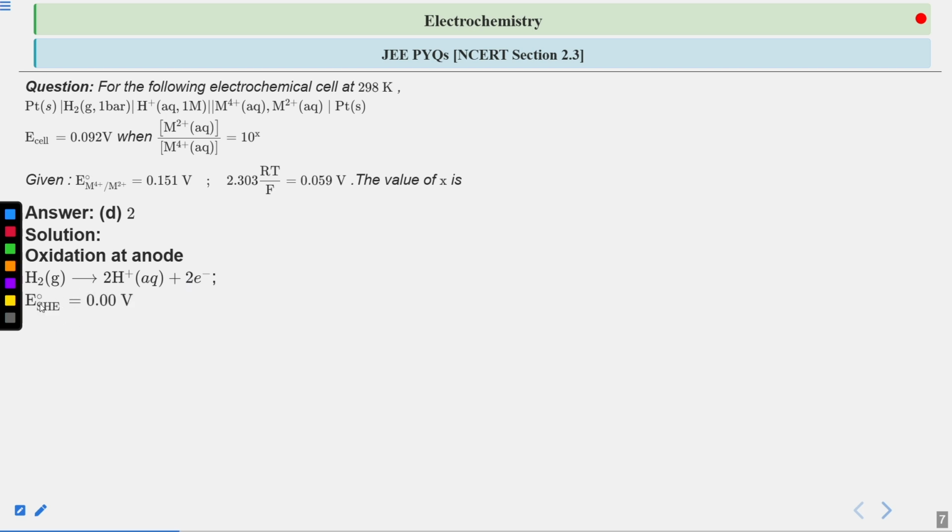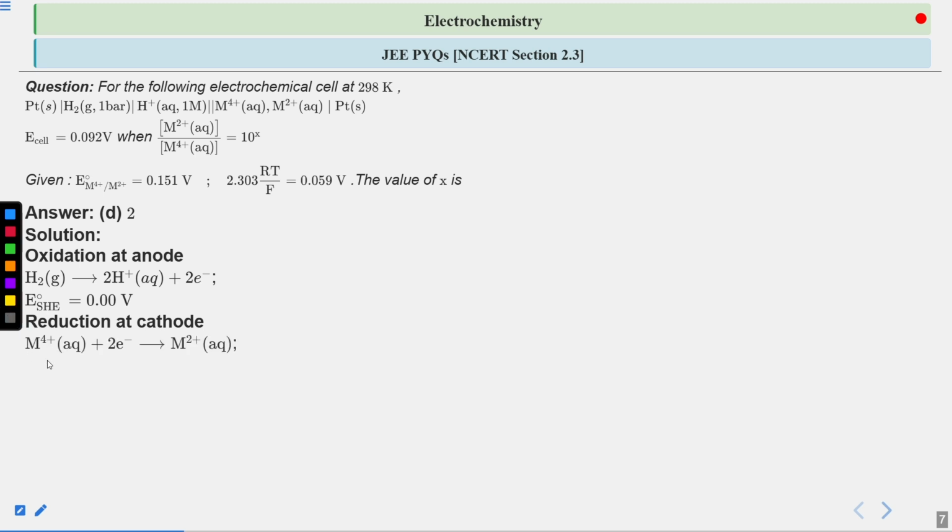Now E naught of SHE, this is a reaction for the standard hydrogen electrode, and we know that the standard cell potential for the standard hydrogen electrode is taken as 0 volt. Now at the cathode, the other electrode, the reduction process is happening there. So what is the process?